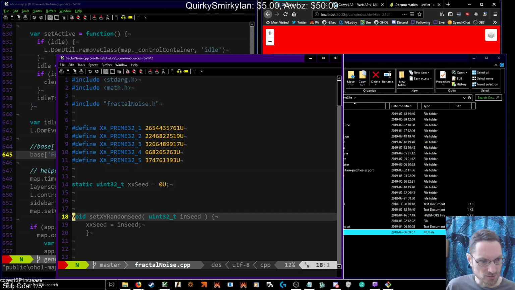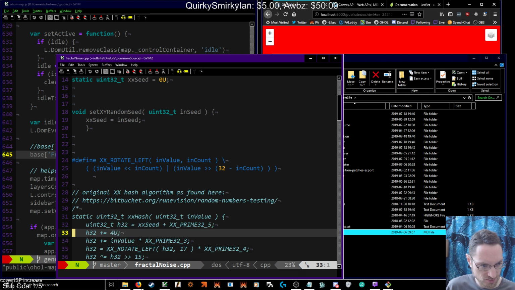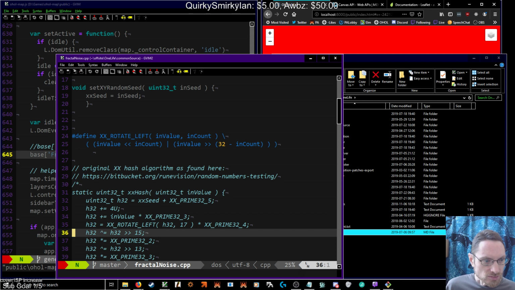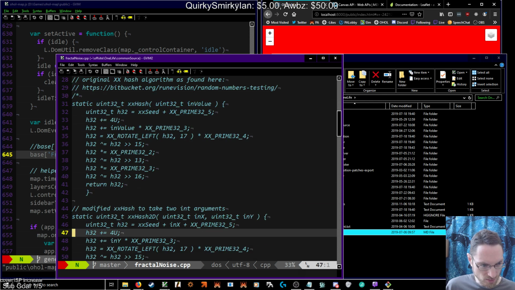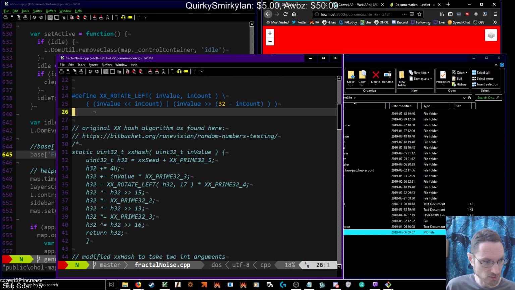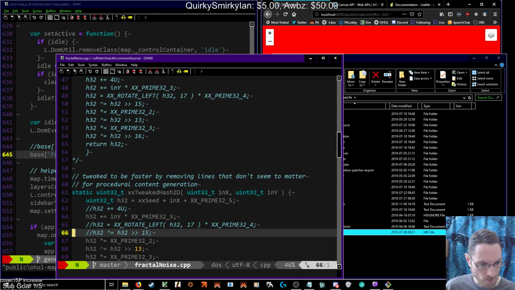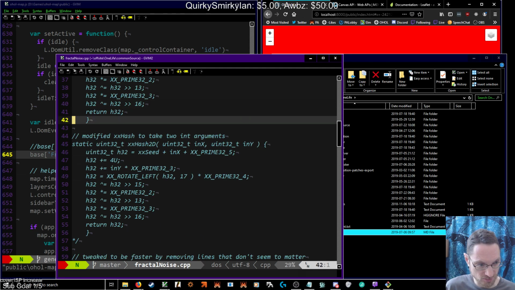All right. So there are some math functions here. We might need to hope there's... So we have a set seed. JavaScript has bit operations. Although this is... The original XX hash algorithm is found here. Random numbers testing. There are moving lines that don't seem to matter for procedural content generation. Well, that explains some of the artifacting.